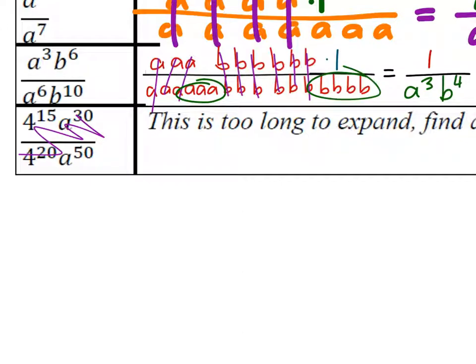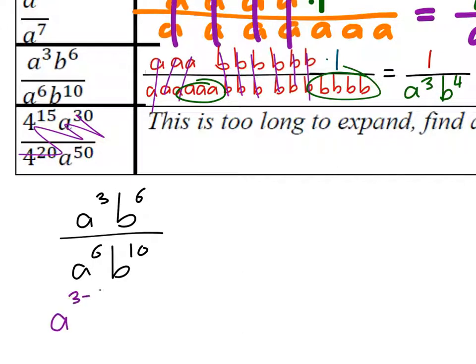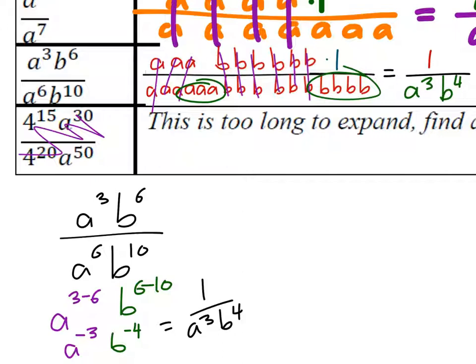Well, what does this mean on the other hand? If I look at the original problem and use the rule on this, then I'd have a to the power of 3 minus 6, which is a to the power of negative 3. And then the b's, I would have b to the power of 6 minus 10, which is b to the power of negative 4. Well, this is the same as the value we just found. So this would be the same as 1 over a to the power of 3, b to the power of 4. So this negative exponent business, what it's really telling us is to reciprocate fractions.